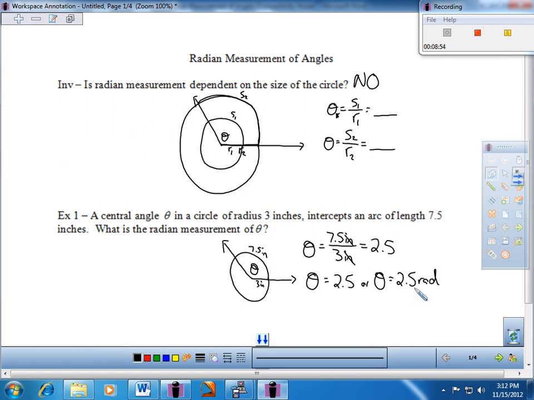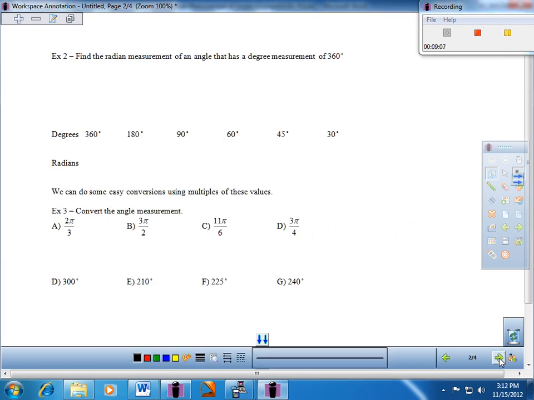Okay, well, I think we're getting into the time here where we want to start connecting the two measurements. So we have the degree measurement of an angle, and we have now the radian measurement of an angle. And the easiest one to connect would be the 360 degrees, and we'll see why that is momentarily. So here's what I'm going to do. It says find the radian measurement of an angle that has a degree measurement of 360. Let's take a look and sketch that out.